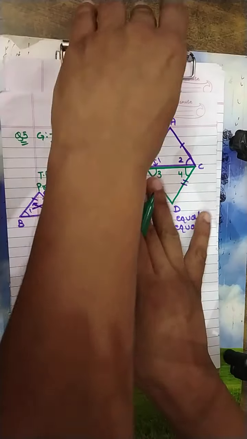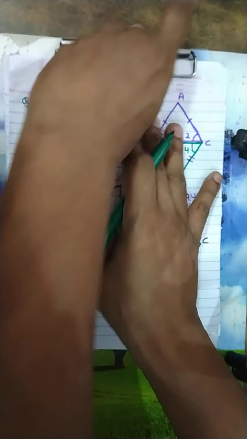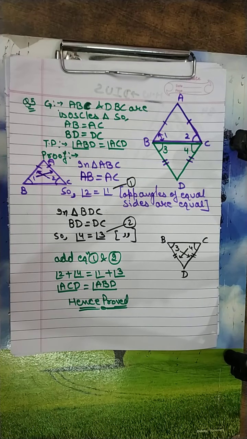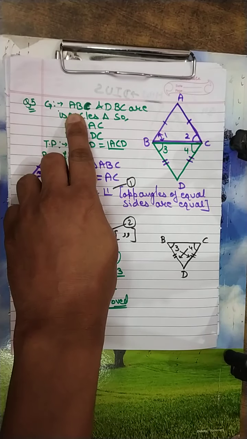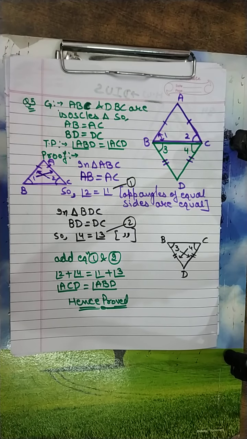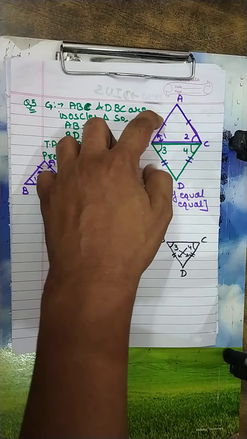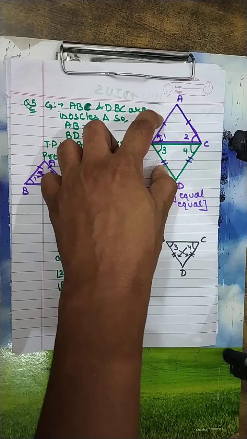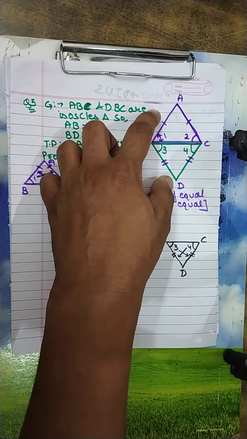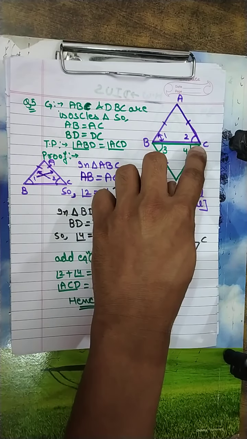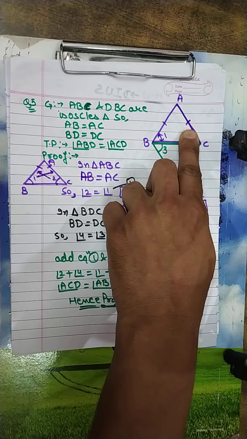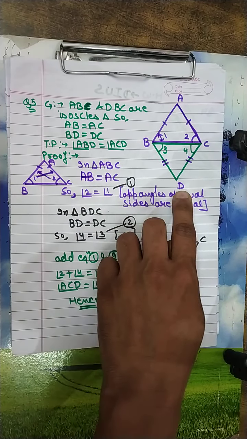Come to question number 5. In the question, ABC and DBC are two isosceles triangles. You can see the two triangles here, the mauve color and the green color. ABC is an isosceles triangle, which means AB equals AC. BCD.